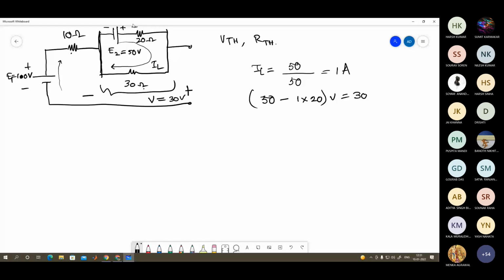Can you repeat this step? I could not understand it. Sure. So we have to find out this drop V, right?